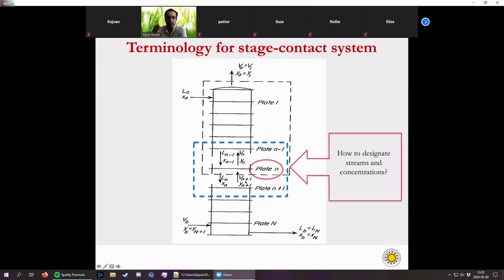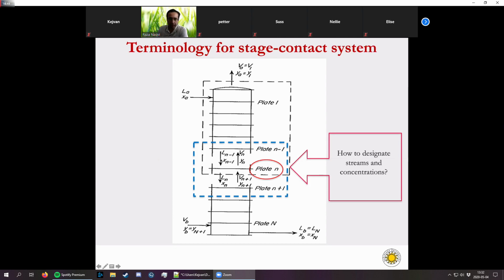And what will be the concentration of the more volatile component in this vapor phase? We name the mole fraction of the more volatile component in the vapor phase Y. So the mole fraction of the more volatile component coming from plate n plus 1 will be Yn+1. So this is for the vapors that are coming from plate n plus 1, and it is entering this plate n.